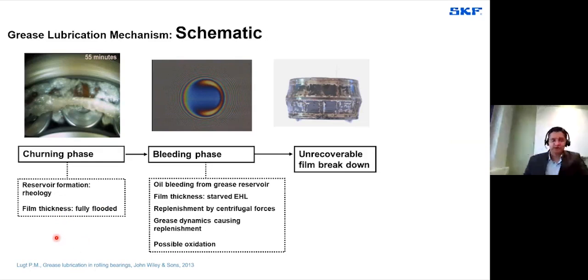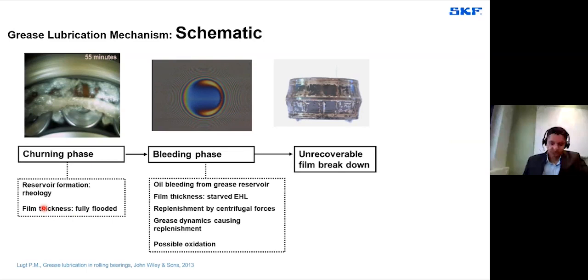So that's why in the contact you have enough quantity of the lubricant. So the film thickness is normally a fully flooded situation. Now, during the churning phase, more and more grease will start to move away from the contacts and from the swept volume towards the unswept volume of the bearing. During the end of the churning phase, most of the grease will already have moved out of the contact zone.